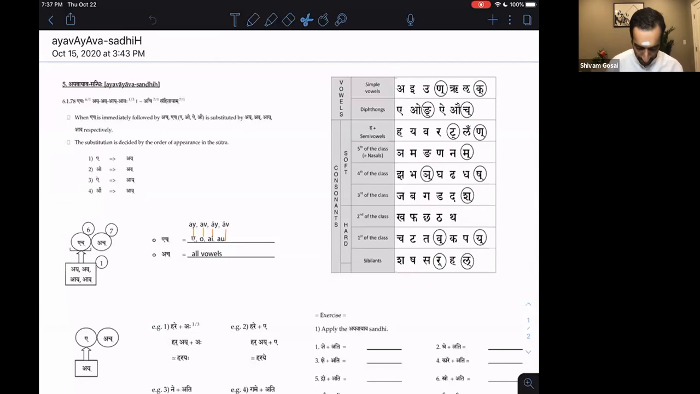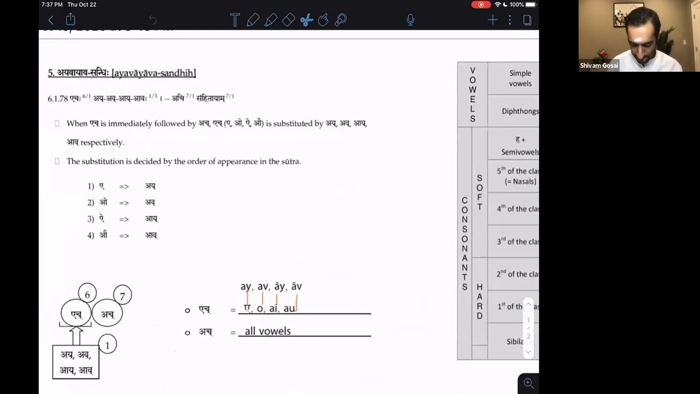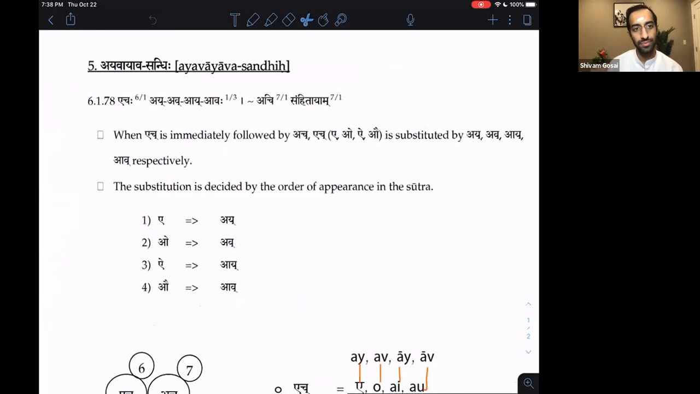All right, so you'll see this on the screen. So your page should look like this at the top. Number 5, all right. So first of all, how to pronounce the name of this sandhi? Okay, so here's actually a breakdown of what the letters are: ay, av, ayav, āyāv. So that is actually what we're calling the whole sandhi. So we're calling the sandhi like this so that we remember what it's saying.